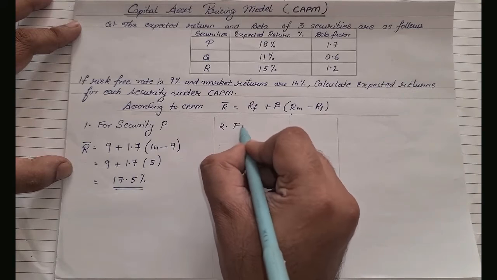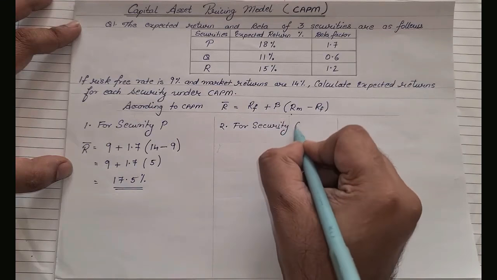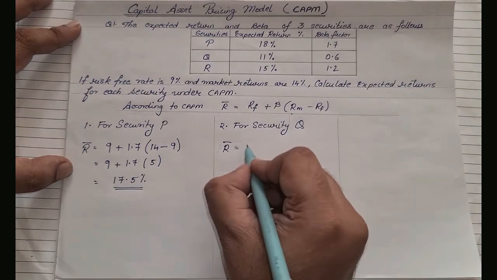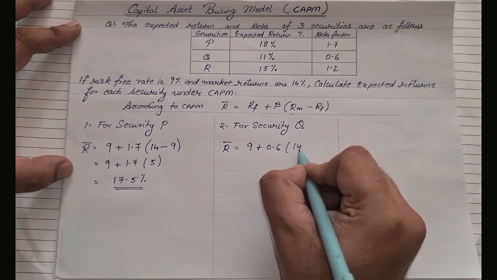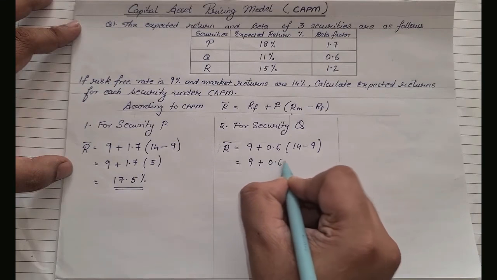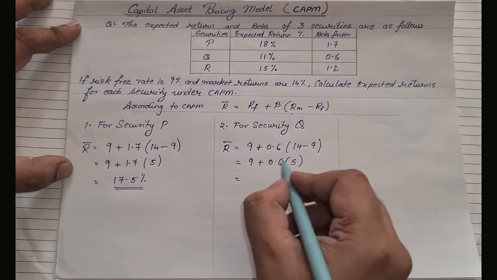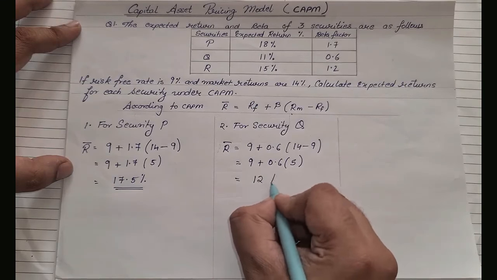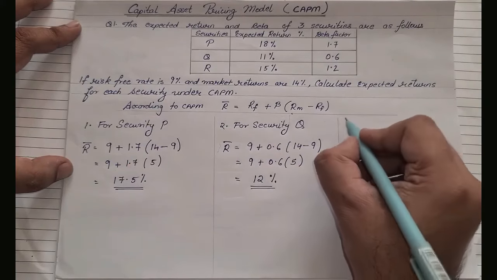Similarly, for security Q, the expected return is equal to risk-free 9 plus beta 0.6, and we have 14 minus 9, that is market minus the risk-free. So 9 plus the product of 0.6 into 5, that would have given you a total of 12%. So the expected return for security Q under CAPM is 12%.